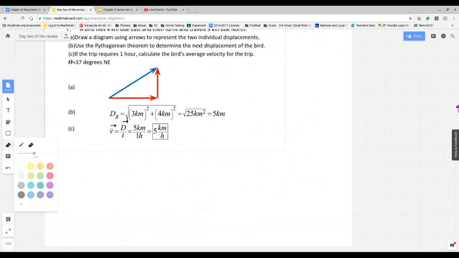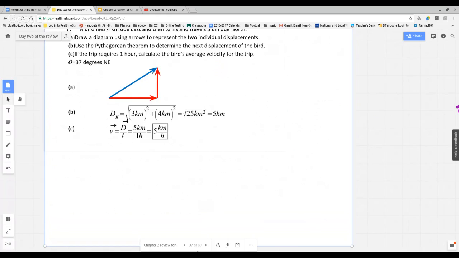So what's the answer to part B? Part B is 5 kilometers. It's a 3, 4, 5 triangle. You don't have to put a direction? Well, we're skipping that part because it's an angle, some kind of angle north of east. And then you take 5 divided by 1, so it's 5 kilometers per hour. Yes. Good job.